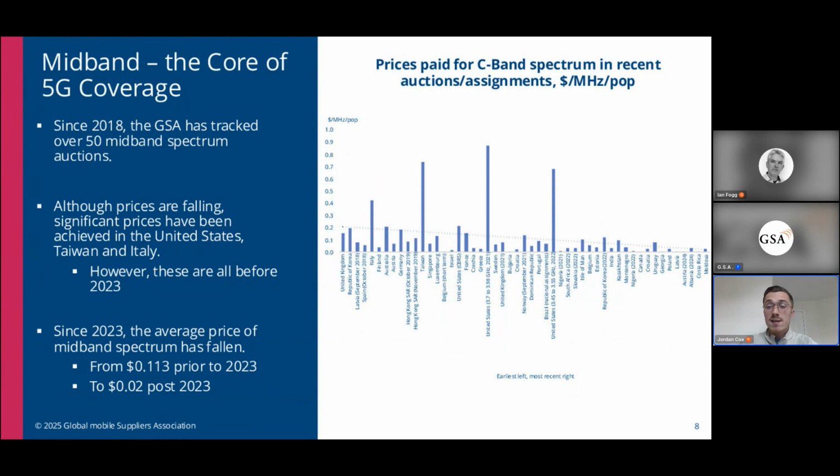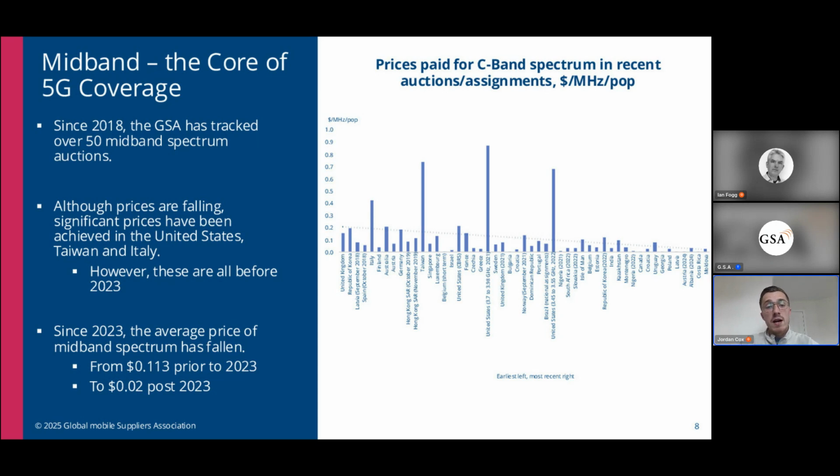And what really stands out are the price spikes in markets like the United States in 2021, where the FCC's C-band auction raised over $80 billion, and Taiwan in 2020, which also saw aggressive bidding. Alongside this, Italy's 2018 auction similarly pushed valuations to record highs. And these high prices reflected the early rush for 5G spectrum, as operators scrambled to lock in wide coverage and strong capacity.